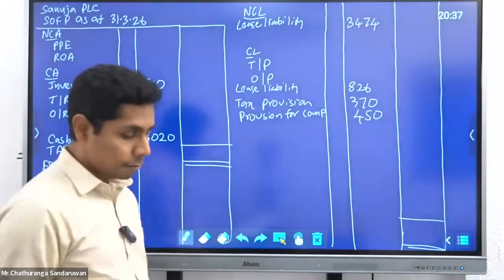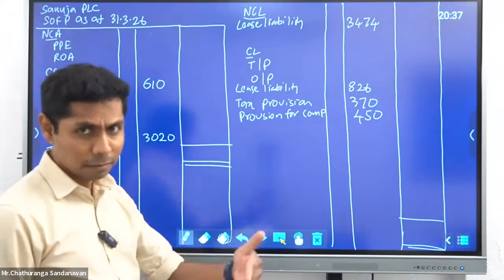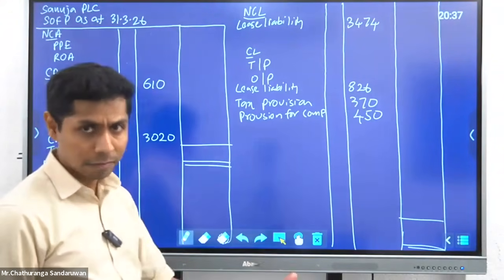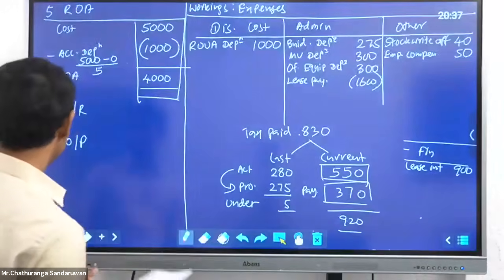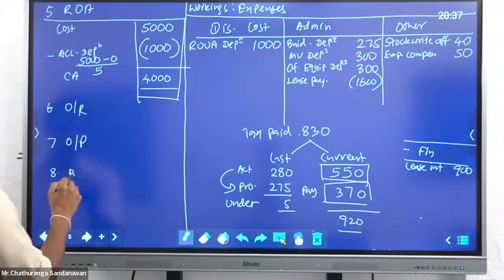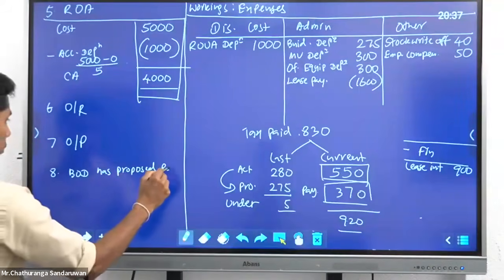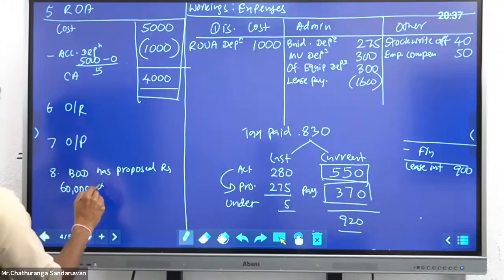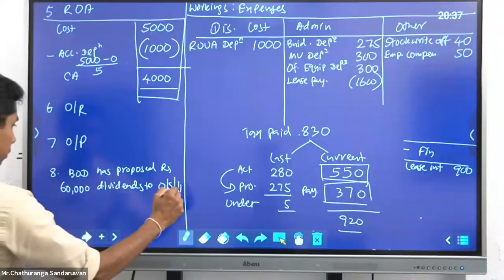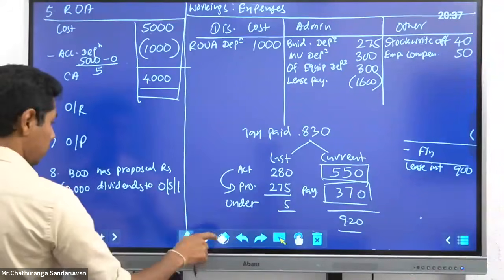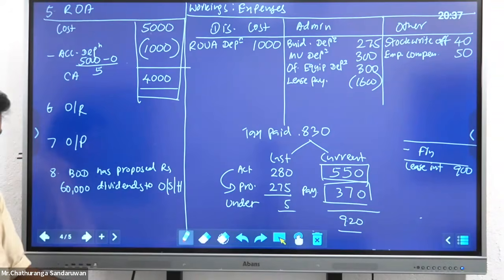All right. The last one, directors have proposed a final dividend of 60,000 for the year. So we know that proposed dividends or dividends declared are not recognized in the financial statements, but they are disclosed in notes. Therefore, in note number 8, write it: board of directors has proposed rupees 60,000 dividends to ordinary shareholders. All right, ordinary shareholders. Okay, we have done everything.